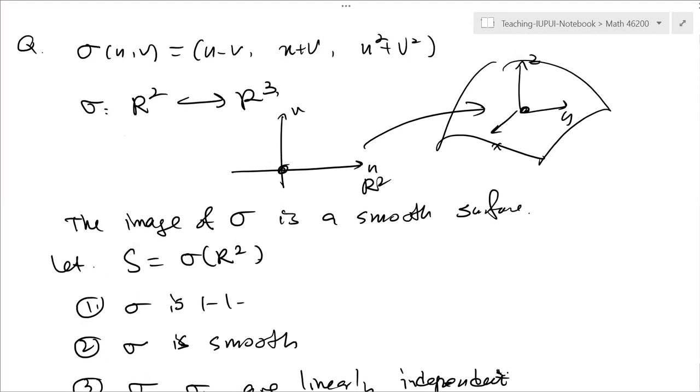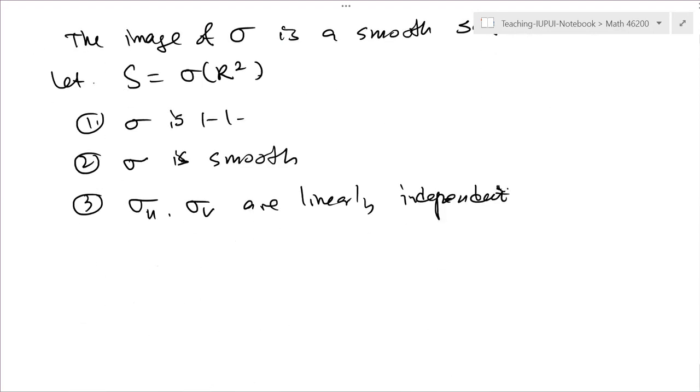How do you check it's 1 to 1? Well, for different values, I want to see what we can get, x, y, z. Can I uniquely determine u and v?